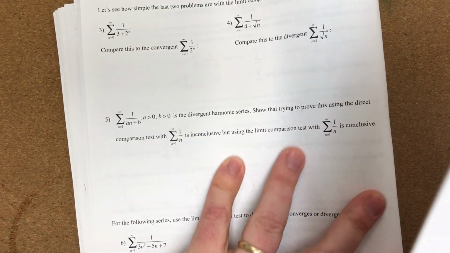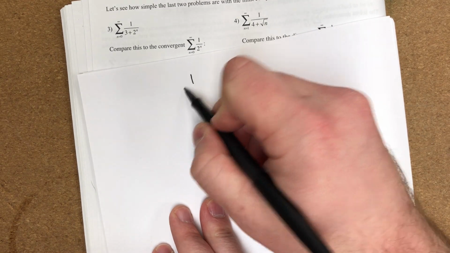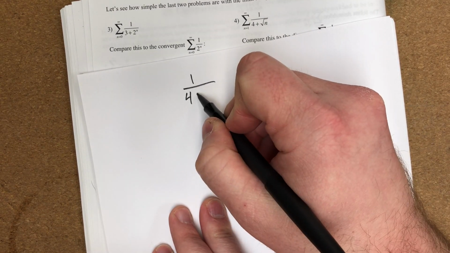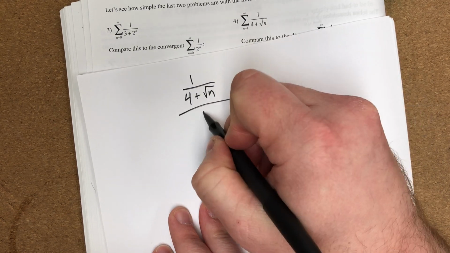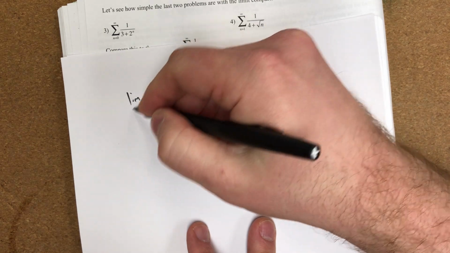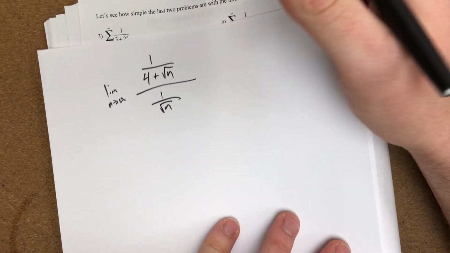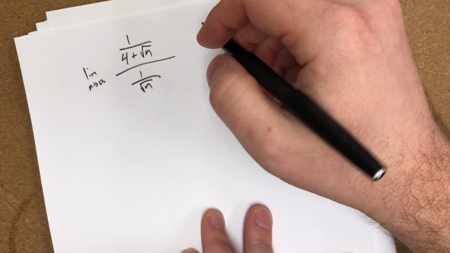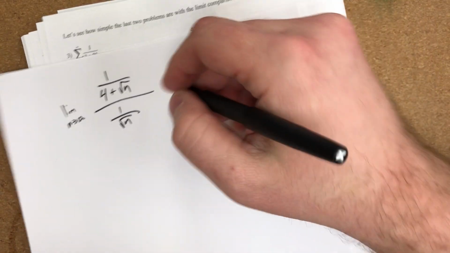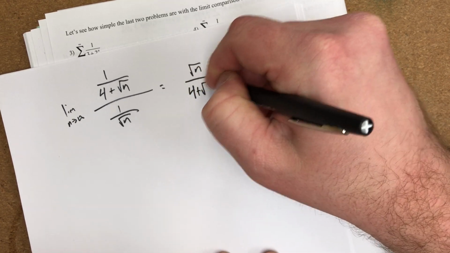All right. Immediate question is probably, well, what about one that is divergent? Yeah, maybe we'll do that next. All right, next one. We're given 1 over 4 plus root n, and we'll compare that to 1 over root n. Take the limit as n goes to infinity. And remember, 1 over root n is a divergent series. It's a divergent p series. So we'll do the flipperoos. We'll get root n over 4 plus root n.